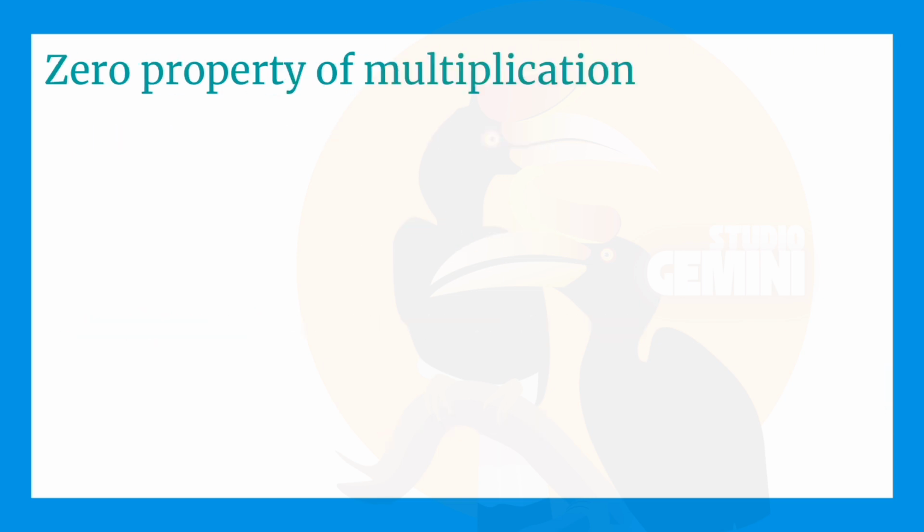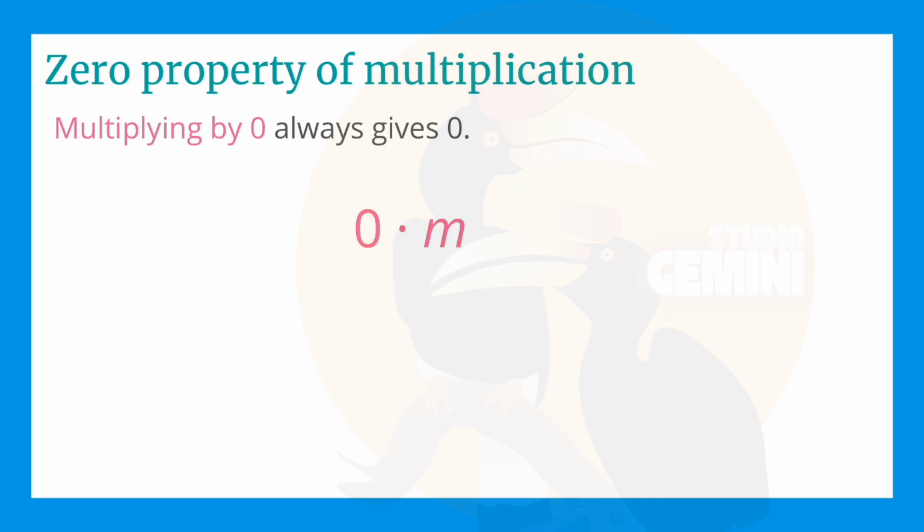Now we have the zero property of multiplication. This property only applies to multiplication, not addition. It tells us that multiplying by 0 always gives you 0. So 0 times m must be 0, just like 5 times 0 equals 0.